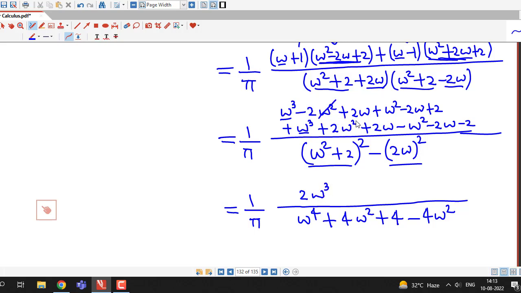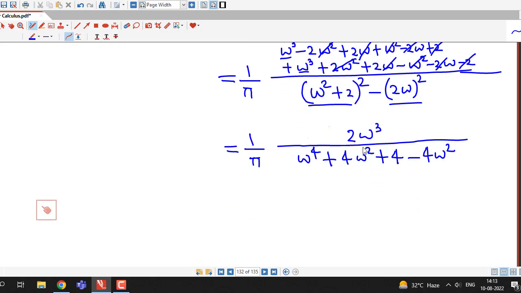This 2 omega square will cancel this 2 omega square. Similarly, this omega square will cancel out with omega square. What about 2 omega? So this 2 omega and this 2 omega cancel each other. Here also 2 omega minus 2 omega cancel each other, and constant term 2 and minus 2 cancel each other, and we are only left with 2 times omega cube. And here also we can see these two will cancel each other.